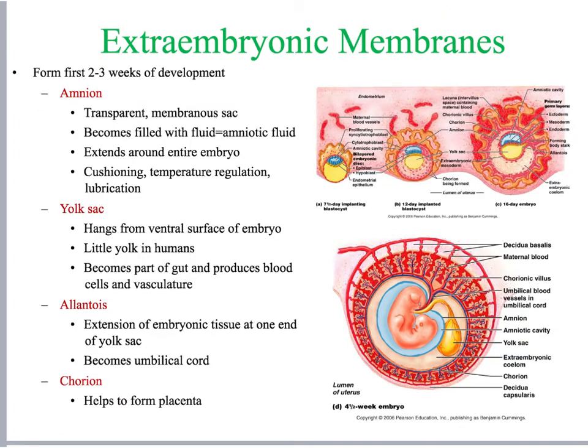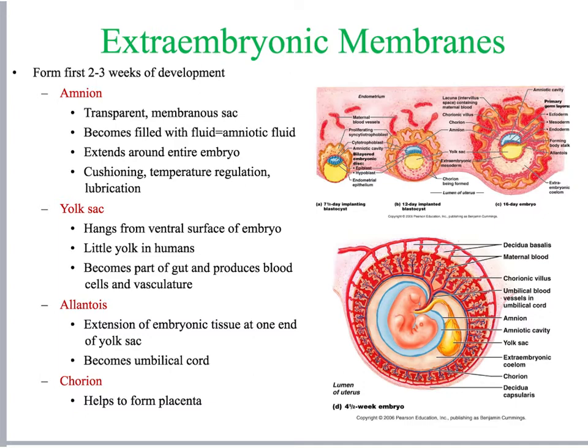Now, we just talked about how we begin the process of organogenesis and neurulation, the formation of our brain and spinal cord, and some of our vertebrae and back muscles, how they're the first things to really form in a primitive way. We also have several extra embryonic membranes that form in the first 2 to 3 weeks of development. These are happening at the same time that we're forming our organs and our neural structures.